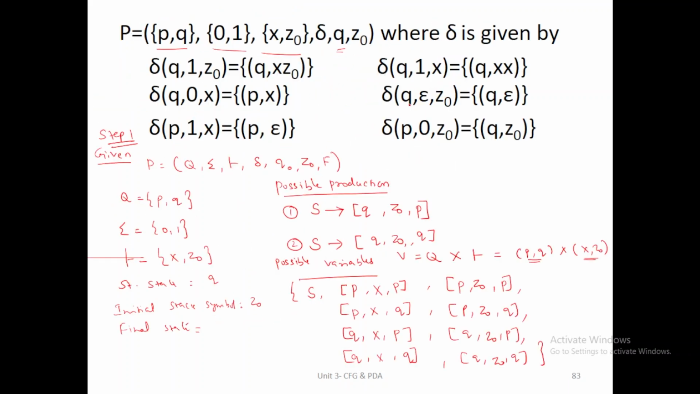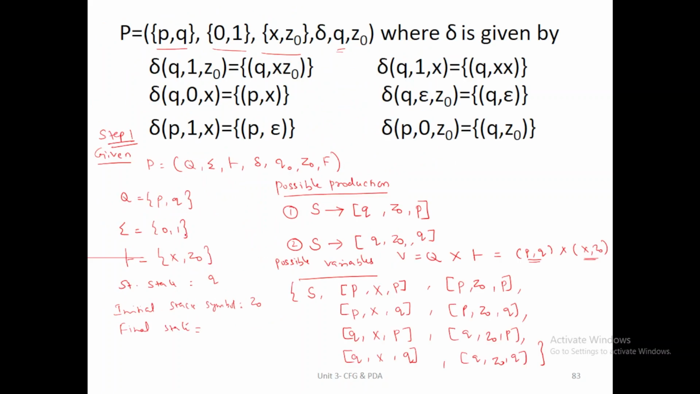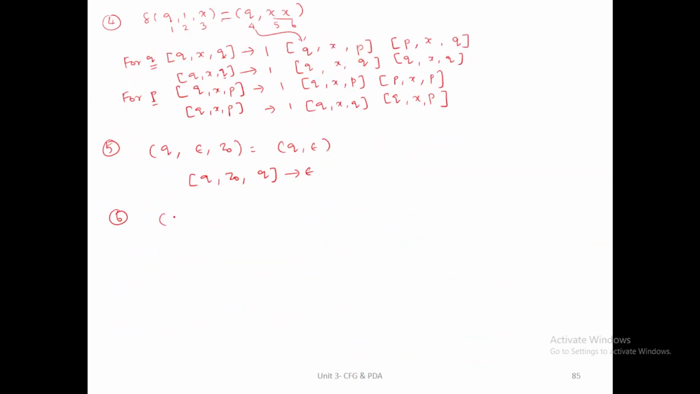And check the fifth function, Q epsilon Z0 equal to Q epsilon. It's like type 4. So type 4 is simple. Q0 Z0 Q implies epsilon. Then go to the sixth format, that is P0 Z0 equal to Q Z0.